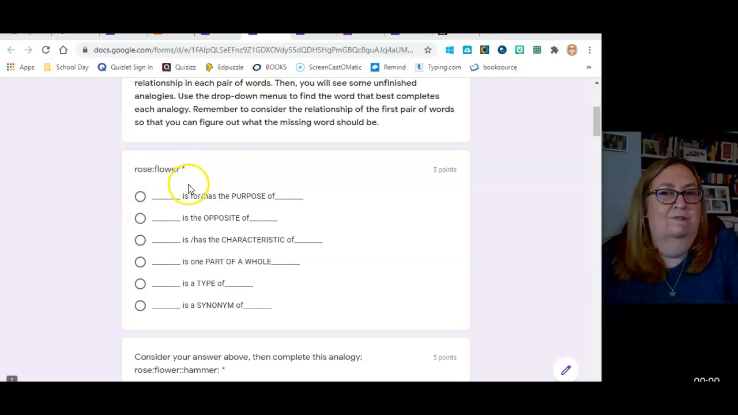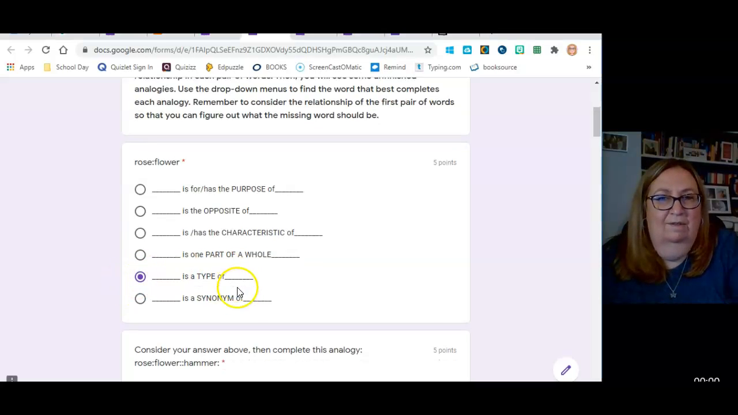Here, all I want you to do is find the relationship between rose and flower. Rose has the purpose of flower. Rose is the opposite of flower. The characteristic of a rose is a flower. Rose is one part of a whole flower. A rose is a type of flower. A rose is a synonym of flower. No, because if I say bring me a flower and you bring me a rose, but I wanted a daisy, those aren't the same things, right? So it has to be a rose is a type of flower.